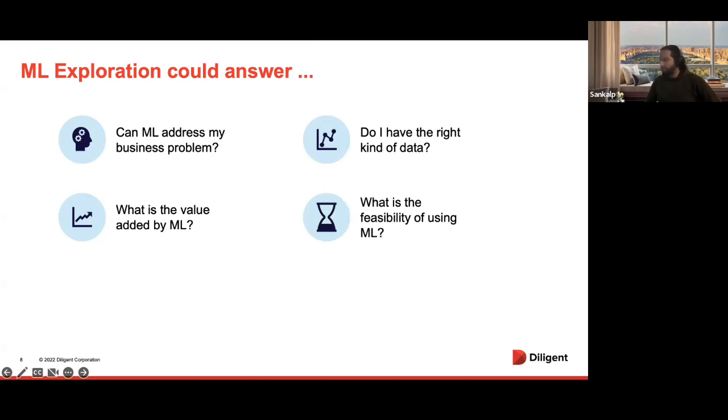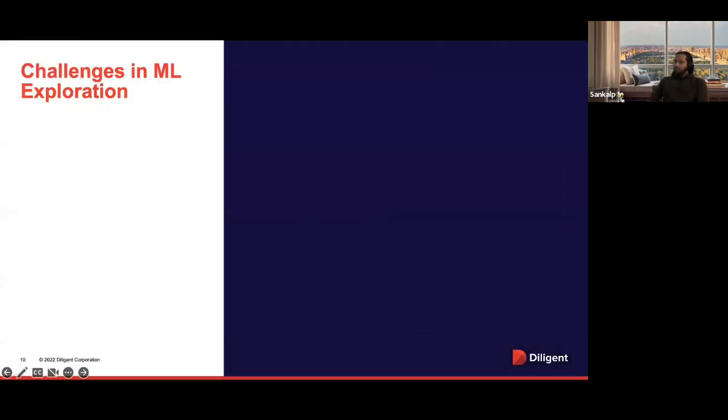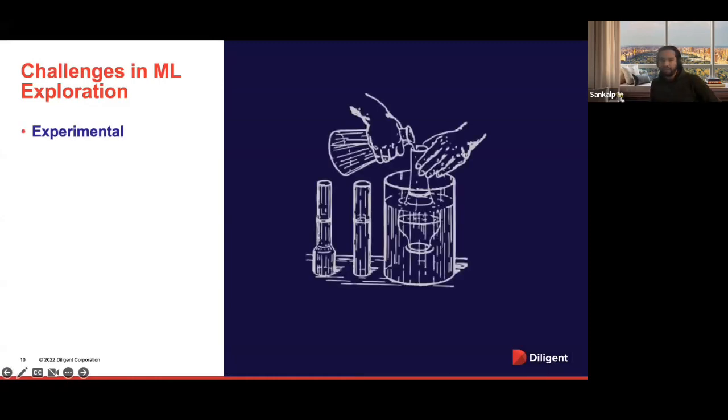All right, so now let's look at some of the challenges that come with machine learning exploration, right? One of the major challenges in ML exploration is that it's very experimental in nature, right? For those of you who are already familiar with machine learning, you might know that there are so many different parameters that you can tune and optimize for, right? Whether it's the choice of algorithm that you're using, the kind of data sets that you're using, or how you're tuning your parameters, things like that. There are so many different variables that you have to run many experiments before you can find something useful.